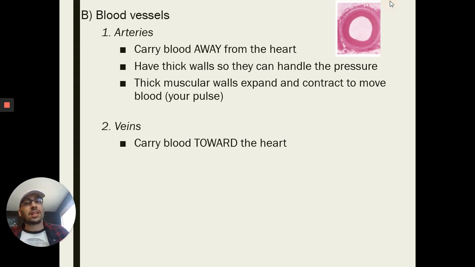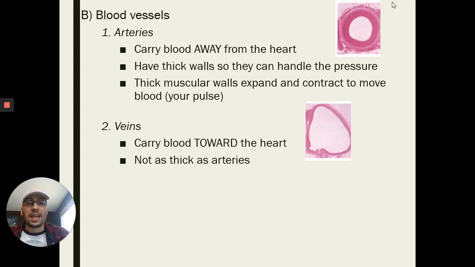So once the blood gets all the way down to my big toe, delivers that oxygen, okay, picks up that carbon dioxide, it needs to get back to my heart to get rid of the carbon dioxide. To get back to my heart, it goes in the vein. Okay, veins are not as thick as arteries. So if you take a look at the cross section of a vein here compared to an artery, you can see it's a lot thinner.